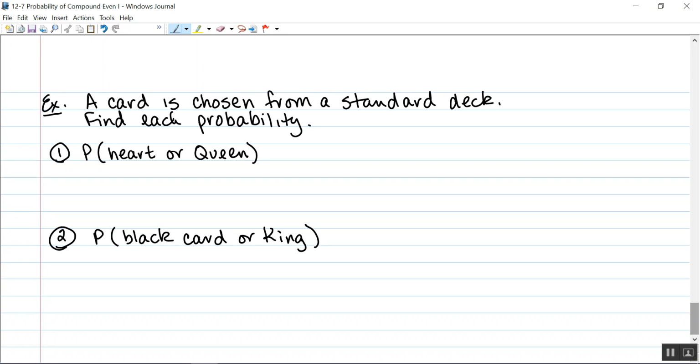So again, we have a standard deck of cards, and we're going to choose one card out of that deck. Find each probability. So what is the probability of drawing a heart or a queen? So that's going to be the probability of drawing a heart plus the probability of drawing a queen. And now we need to ask ourselves, can a card be both a heart and a queen at the same time? And indeed it can. There is one queen of hearts in the deck. So I need to subtract the probability of drawing the queen of hearts.